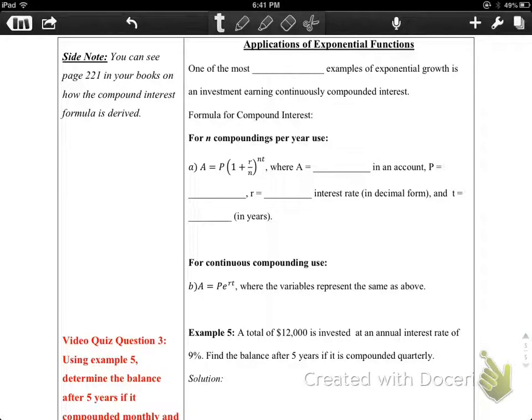Okay, so this is the last video. Yes, you are almost done with the notes. And this is talking about applications of exponential functions.